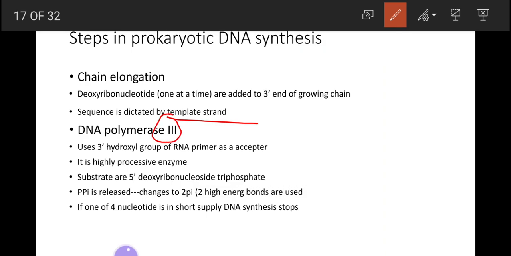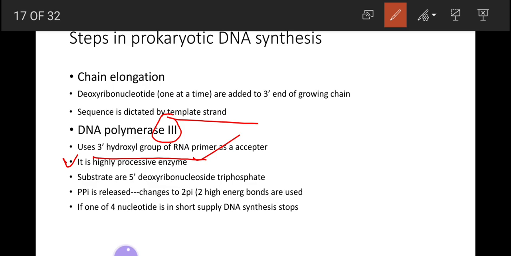DNA polymerase 3 uses the 3' hydroxyl group of the RNA primer. It is a highly processive enzyme. Processive enzyme means that DNA polymerase 3 remains bound to the template strand as it moves along and does not diffuse away and then rebind before adding each new nucleotide. So it will remain bound until the whole of the DNA molecule is synthesized.